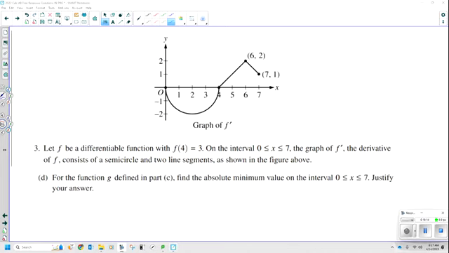All right. 3D. Oh, brings us back to the good old days of finding mins and maxes. 3D states, for the function g, which was defined in part C, remember, that was when g of x equals f of x minus x, find the absolute minimum value on the interval between 0 and 7, inclusive, and justify your answer.